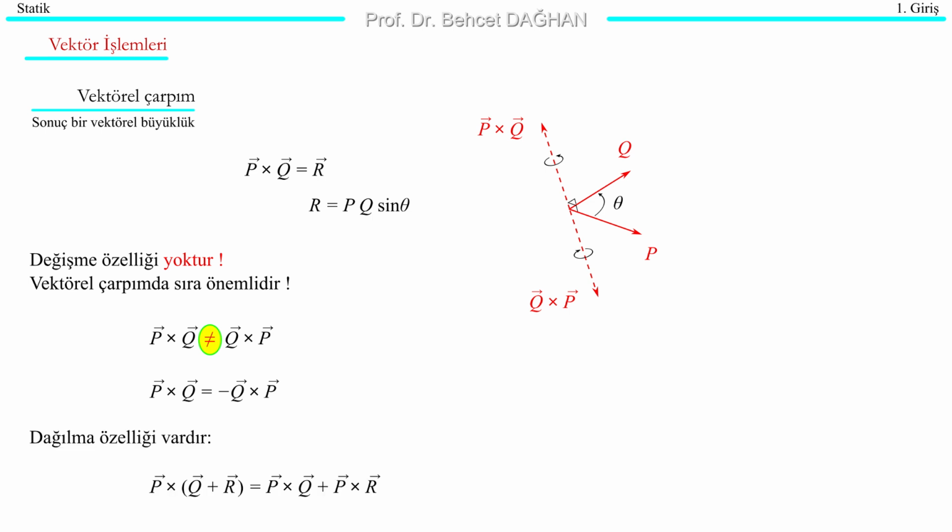The cross product has the distributive property, so we can open the parentheses. When multiplying the sum of q and r by p, we can write it as the cross product of p and q plus the cross product of p and r.